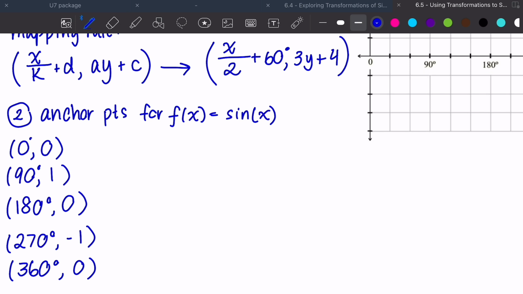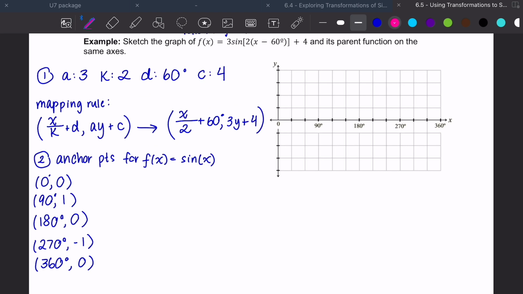And again, this did not require me to memorize these points. I feel like you will eventually just have them memorized from doing it so often and kind of remembering the shape. But when in doubt, use your calculator to determine these points. Just do 90-degree increments from 0 to 360. That is more than enough. I'm going to go ahead and graph those anchor points in pink on this graph, since we have to do it as well.